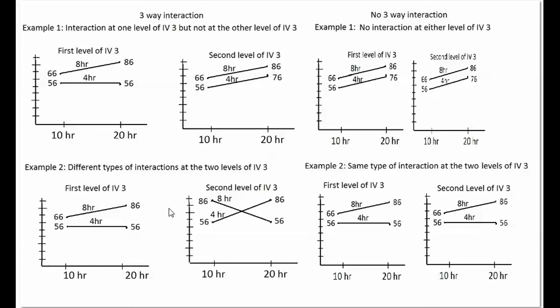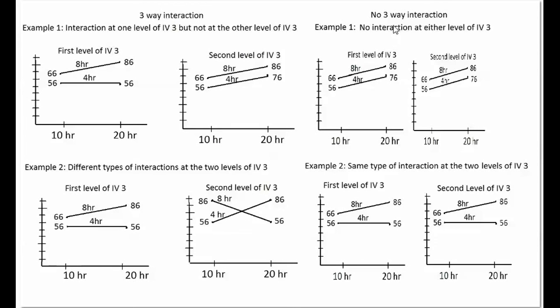Here's two different types of three-way interactions. One is when you have an interaction at one level of IV3 and no interaction at the other level of IV3. Another example of a three-way interaction is when you have one type of interaction at the first level of IV3 and a different type of interaction at the other level of IV3. Because here you just have non-parallel lines, and here you actually have an X.